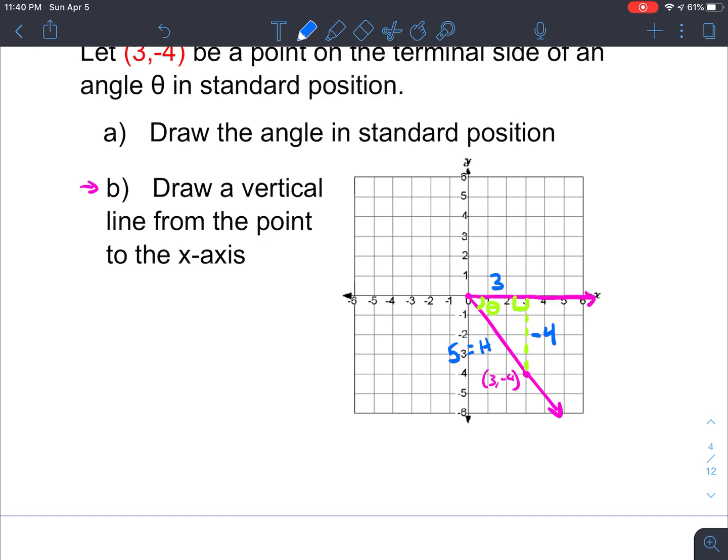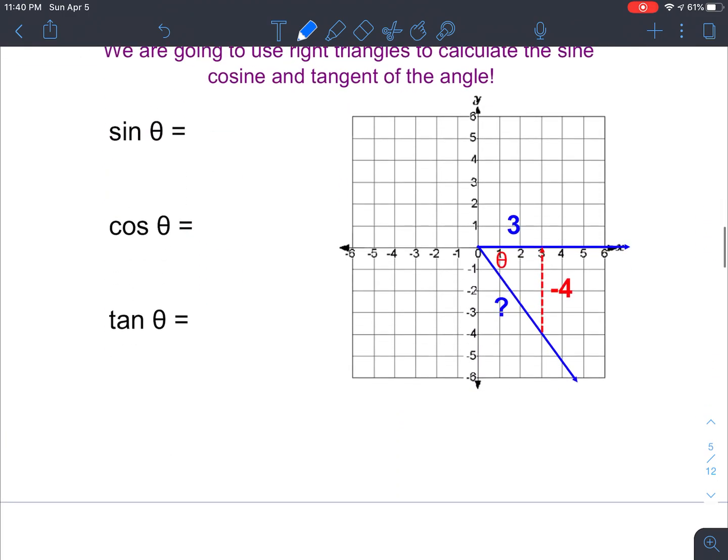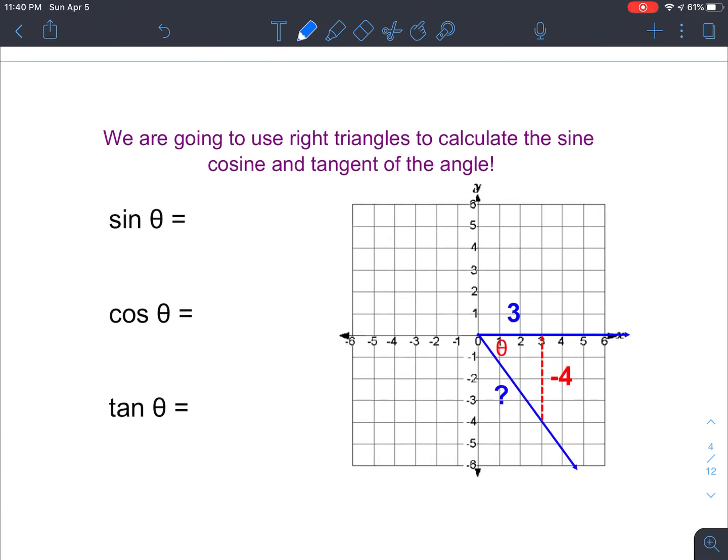If you don't, remember we can use the Pythagorean theorem, which is a squared plus b squared is equal to c squared, to find what my hypotenuse would be. So 9 plus 16, we would get 5 is equal to c. All right? So we have all the sides. Now we can find our sine, our cosine, and tangent for this theta value.